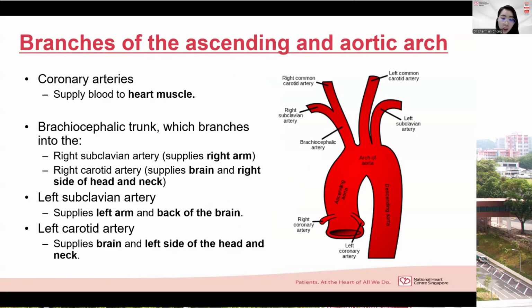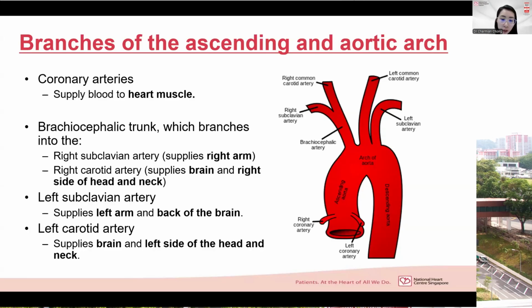So for the ascending aorta, we have a diagram here which shows the ascending aorta and the arch of the aorta. If we start at the bottom, the ascending aorta contains what we call the coronary arteries. There are 2 of them, the right and the left. These are the 2 important blood vessels that actually supply blood to the heart itself, allowing the heart to have oxygen and nutrients for it to pump and work normally.